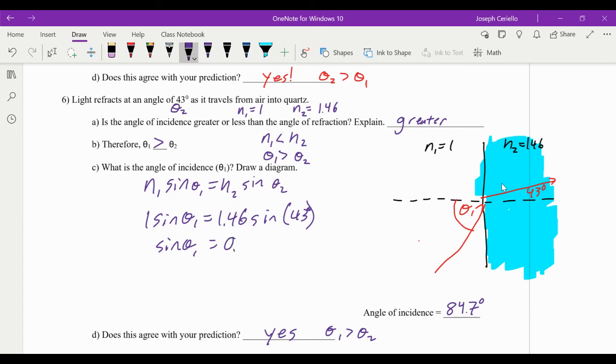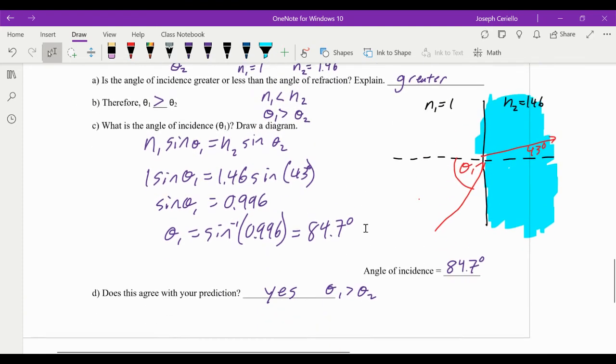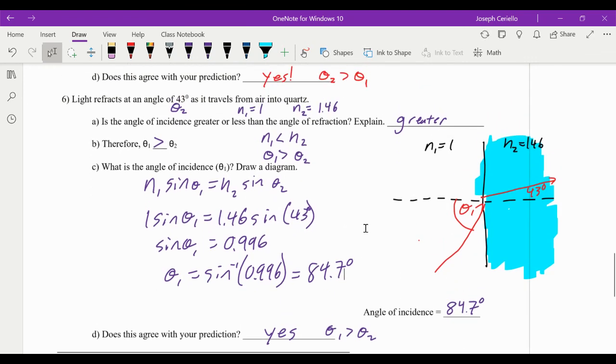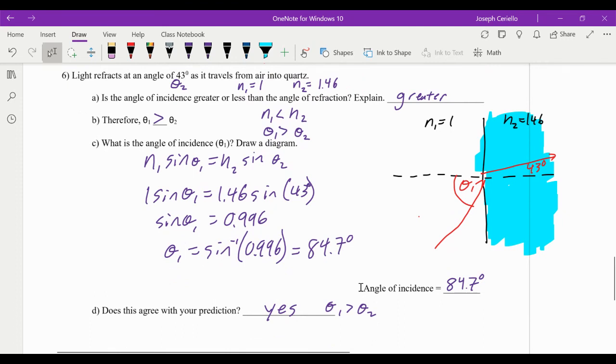We should get 0.996, and don't round this one. To get theta alone, you have to do the inverse sine of both sides. So theta 1 equals the inverse sine of 0.996. And that should come out to be about 84.7 degrees. So does this agree with our prediction? Well, theta 1 is 84.7 and theta 2 looks like it was 43 degrees. So yeah, theta 1 is greater than theta 2. So it does confirm our prediction.